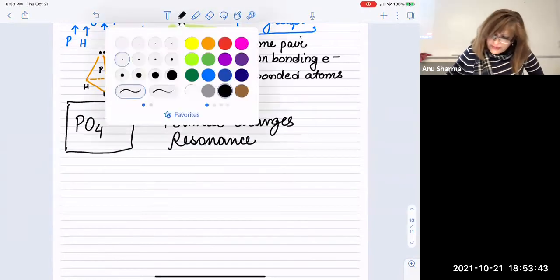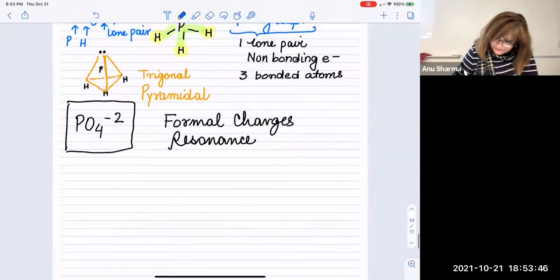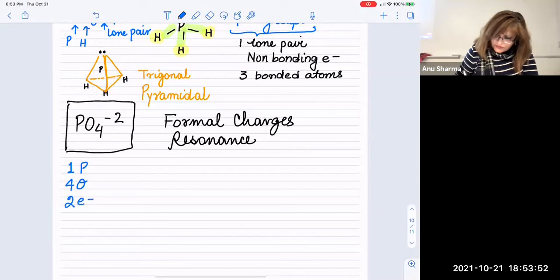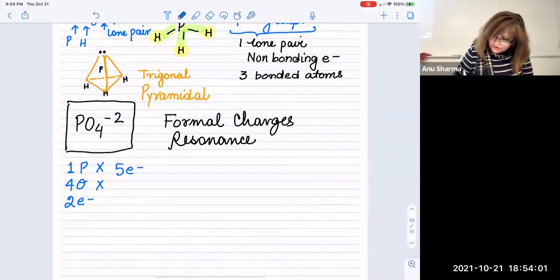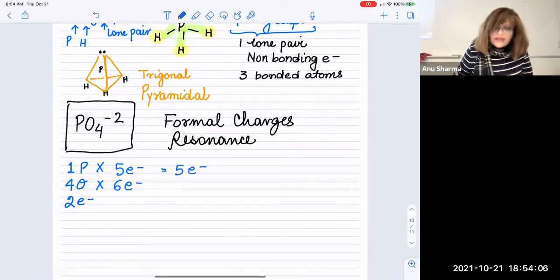Okay, so here we have phosphorus, 1 phosphorus, 4 oxygens, and 2 electrons. 1 phosphorus is bringing in 5 electrons, and each oxygen is bringing 6 electrons. So we have 5 electrons from phosphorus, and 6 fours are 24 electrons coming from oxygen, and then we have 2 more electrons.